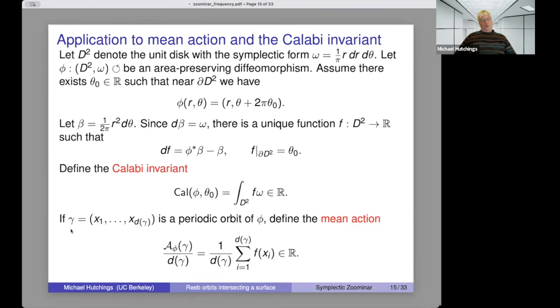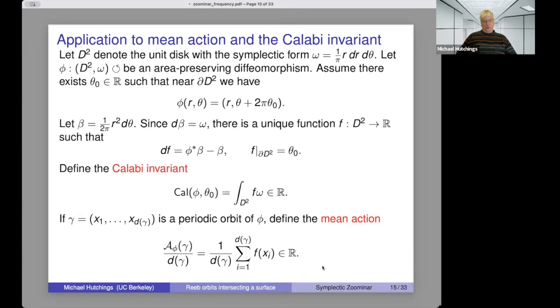Now, we can also look at periodic orbits of the map phi. And if I have such a periodic orbit gamma, I define its mean action, which I denote by the action of gamma divided by its period. So this is the average value of f on the finitely many points in this periodic orbit. So the Calabi invariant is the average of f over the whole disk, and the mean action of a periodic orbit is the average value of f over the orbit.